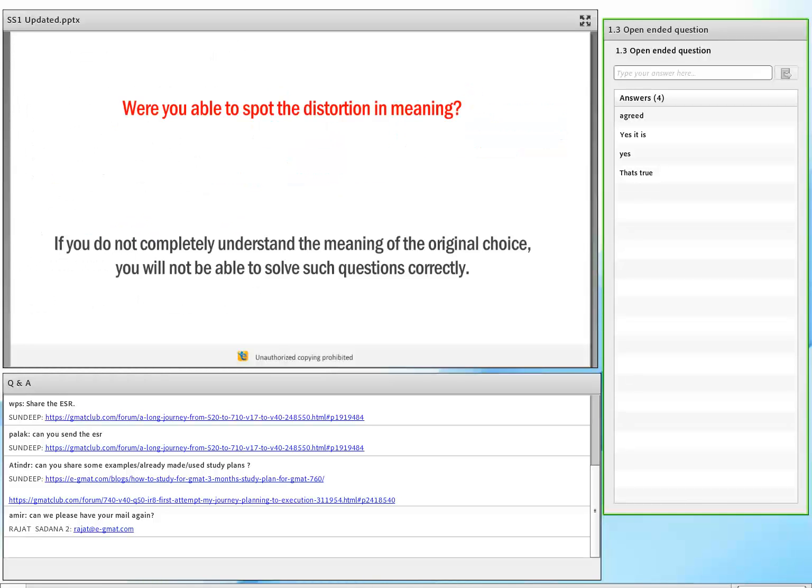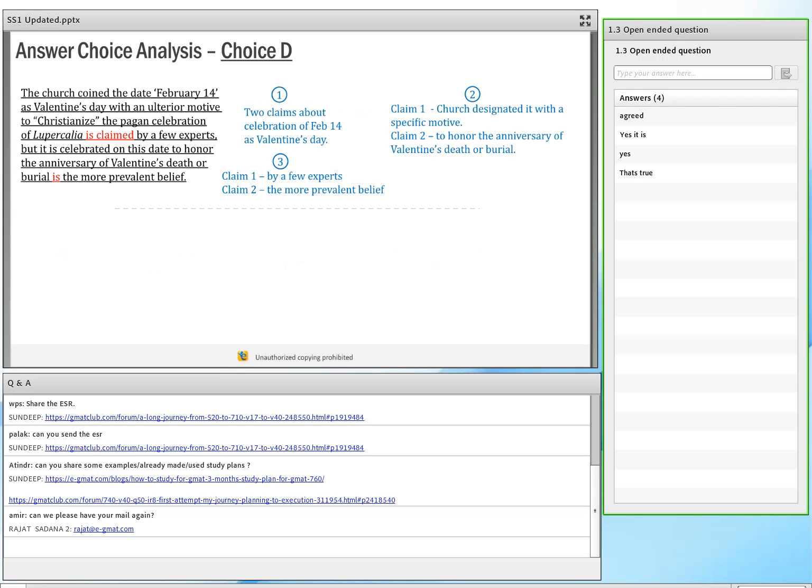Okay. And this is the level of precision you need to get to if you want to get to that 90th percentile.